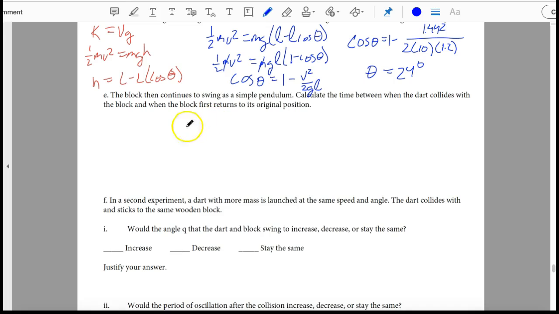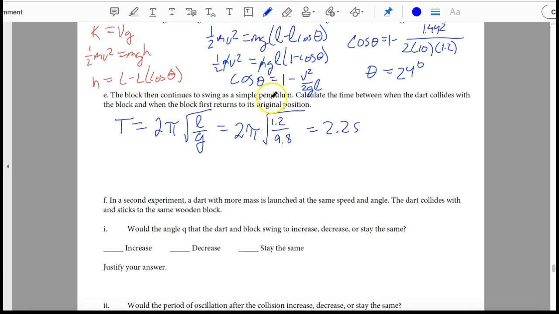So they want us to find the period. This one really is not bad, so we're going to go ahead and do it even though it's not part of momentum or energy. So period for a pendulum is just equal to 2 pi times the square root of the length of the pendulum divided by g. So this is equal to 2 pi times the square root of, we said the length is 1.2 meters, gravity is about 9.8, so this will give us 2.2 seconds.